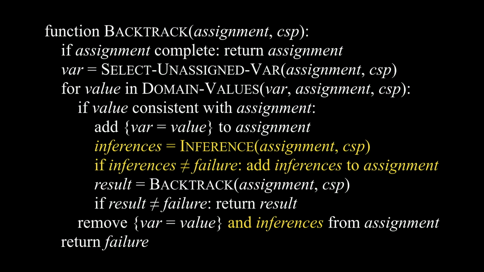Same as before, the changes here highlighted in yellow. Every time we add a new variable equals value to our assignment, we'll go ahead and run this inference procedure, which might do a number of different things, but one thing it could do is call the maintaining arc consistency algorithm to make sure we're able to enforce arc consistency on the problem. And we might be able to draw new inferences as a result of that process, get new guarantees of this variable needs to be equal to that value, for example. That might happen one time, it might happen many times.